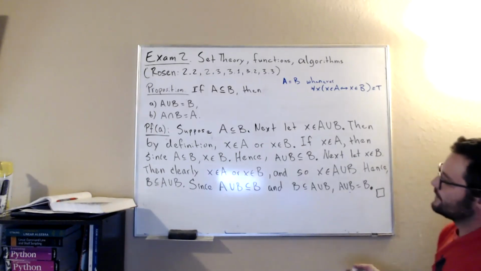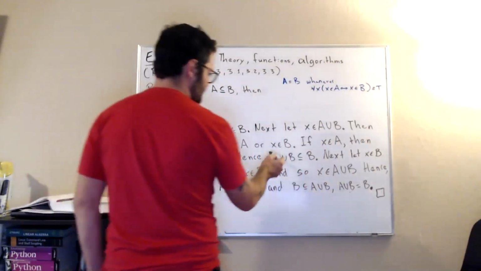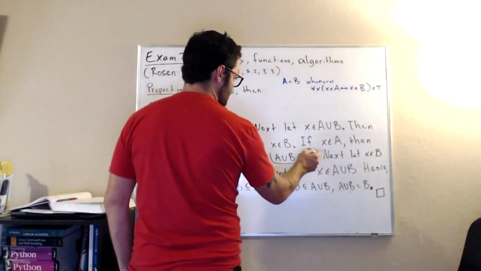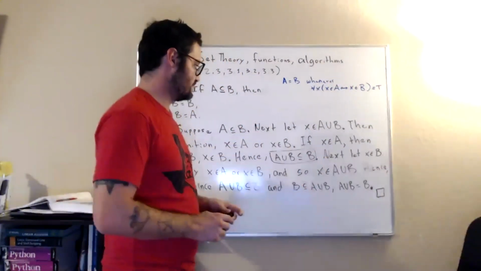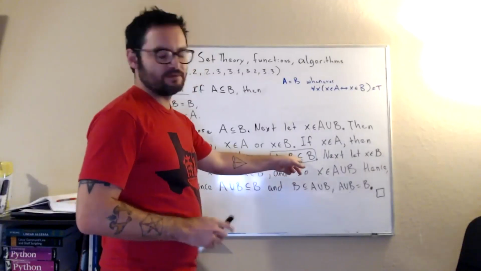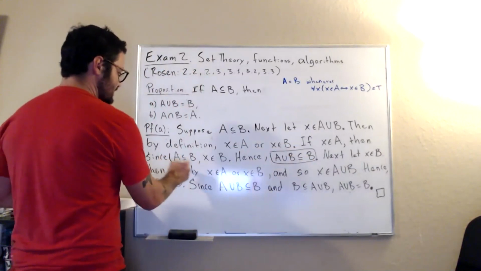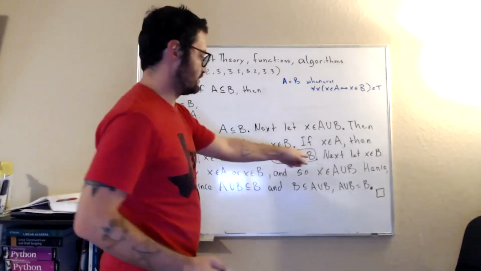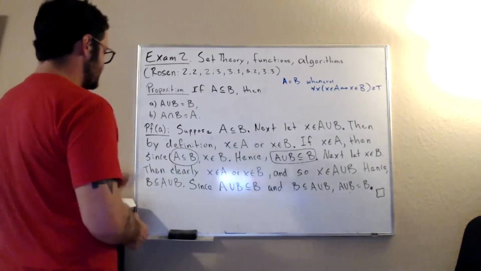So I guess the only tricky part was to show this part right here. B is always a subset of this union, but the union is not necessarily a subset of B. It just happens to be the case that since this holds, that's going to hold. Okay, so let's prove the other thing.